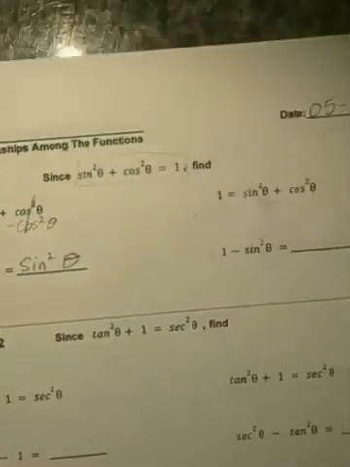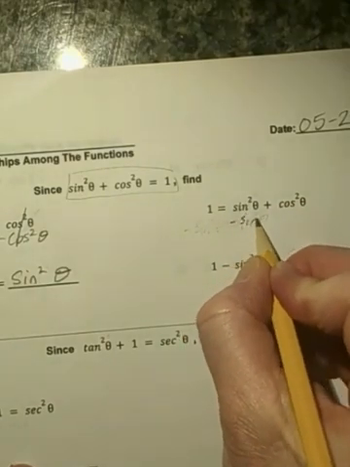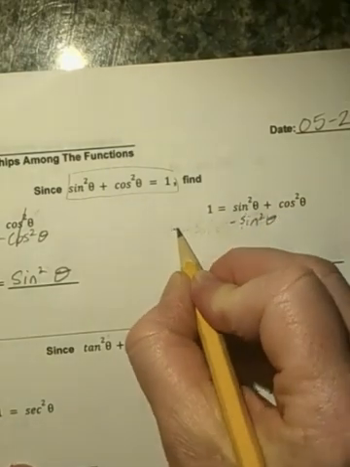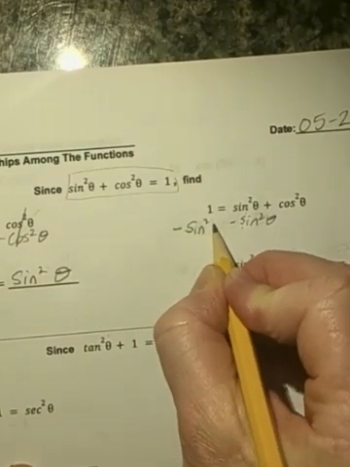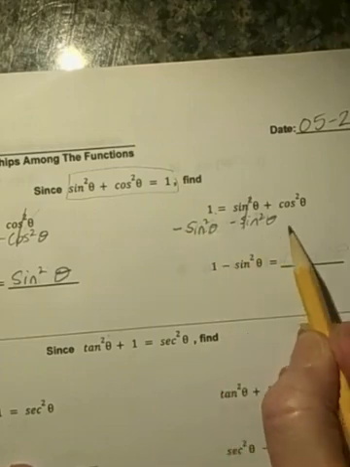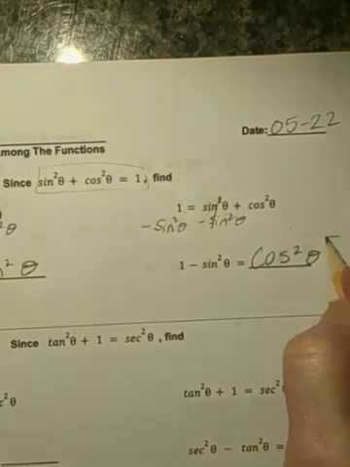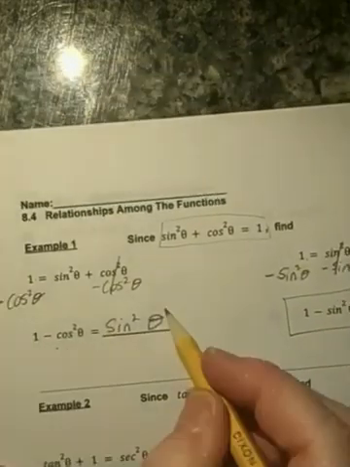And if I subtract sine squared from both sides, subtract sine squared theta from this side and from this side, this goes away, end up with 1 minus sine squared theta. That equals cosine squared theta. So here's two additional identities.